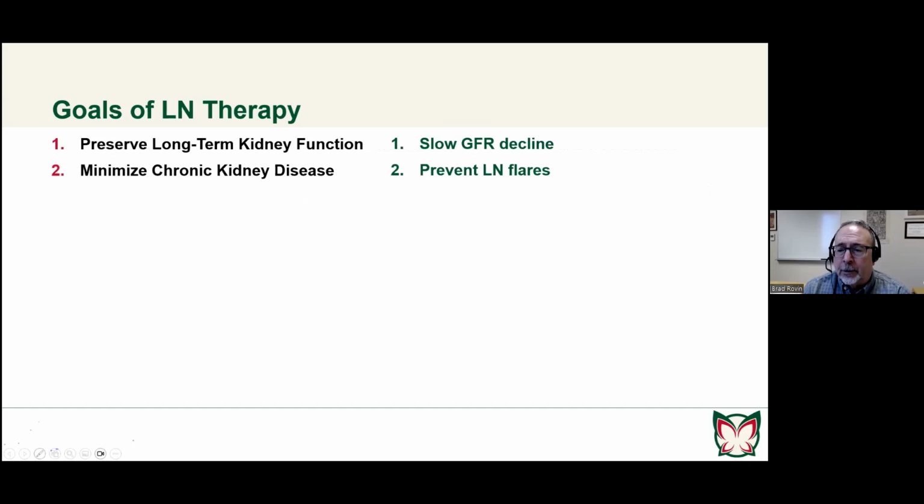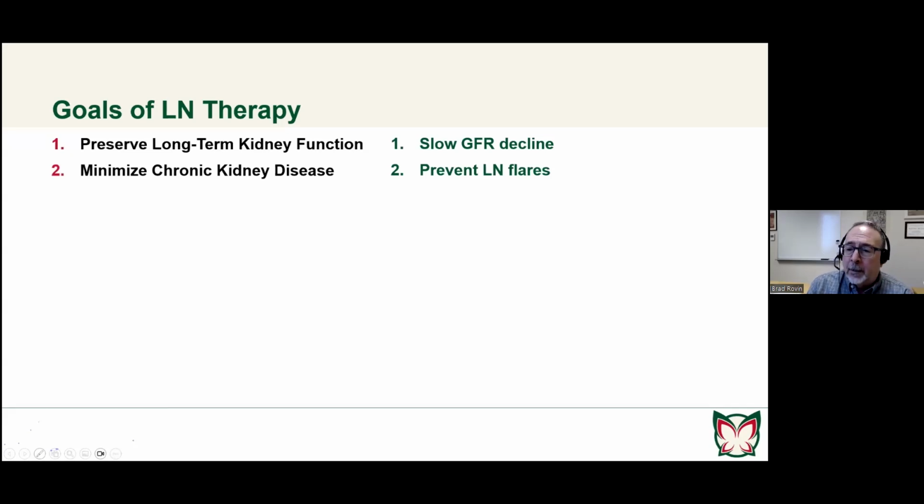Well, I would tell you that the real goal of lupus nephritis therapy is not to get the proteinuria to a certain point at the end of 1 year of treatment. I mean, that's good. We should do that. Proteinuria often correlates with long-term kidney outcomes. But what we really want to see is preservation of long-term kidney function. And the way we do that is to slow the decline of GFR deterioration in a chronic kidney disease, and lupus is a chronic kidney disease.